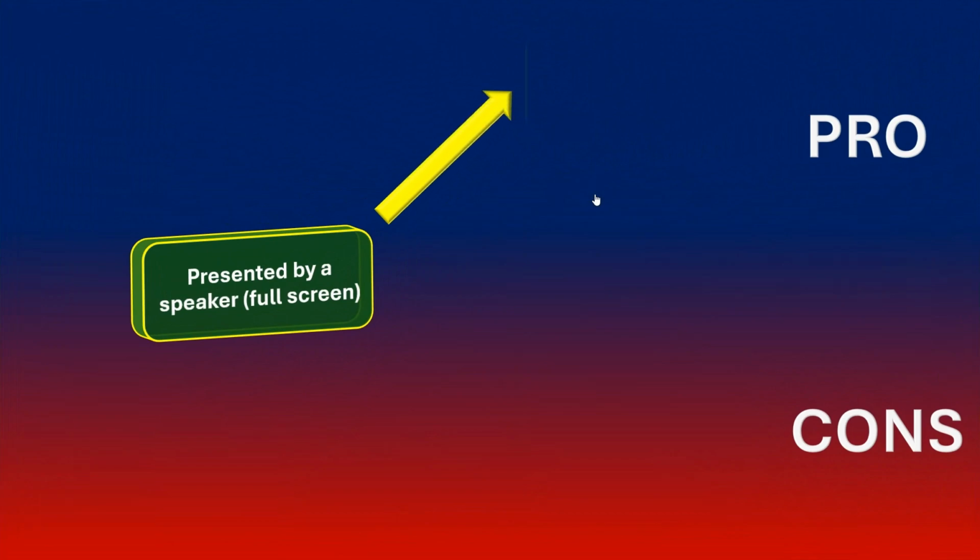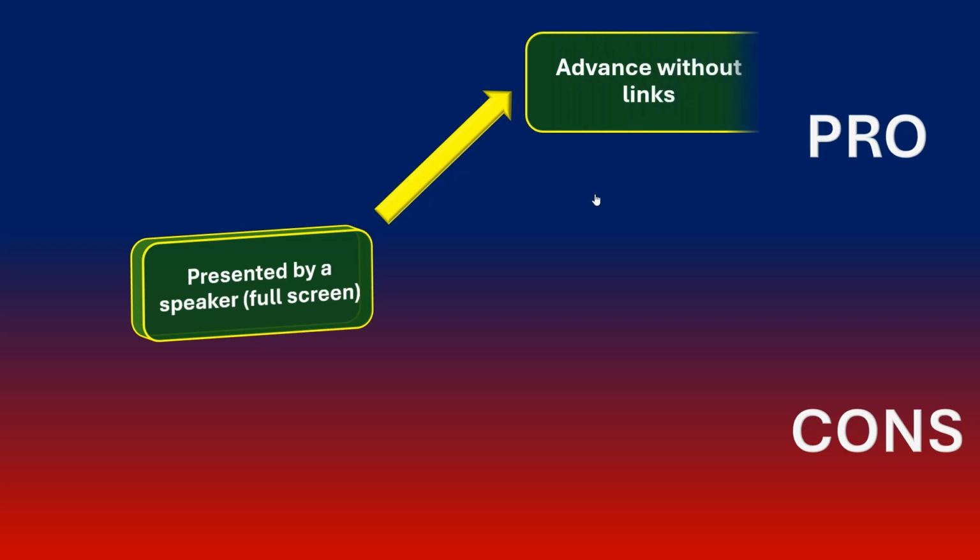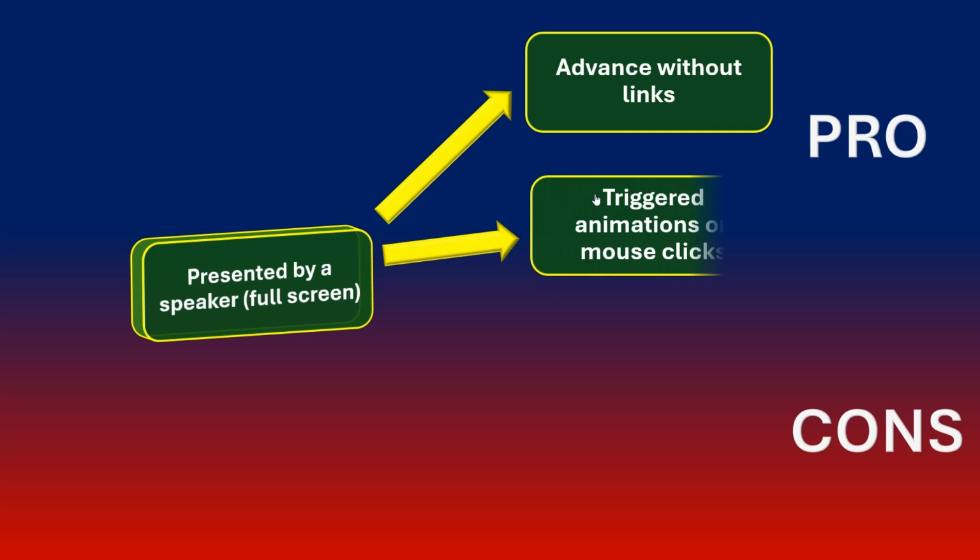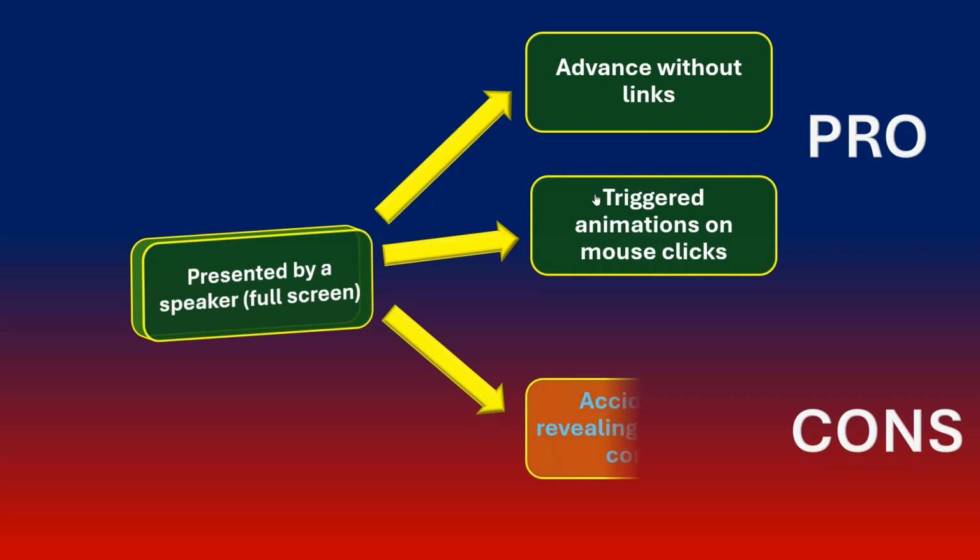Presented by a speaker is the default setup, which has the advantage of being able to advance the slides without having to implement different links. And with this setup, you can also trigger animations with the mouse click. The big con is that you can accidentally reveal other slide content at the wrong moment.